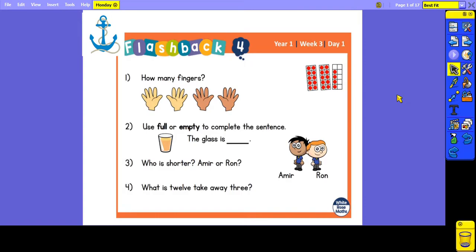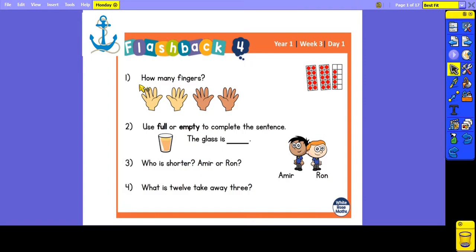For today's maths lesson, we're starting off by doing a flashback 4. So this is just going through some questions about some learning that you've done before, just to see how much you can remember. We're going to start off here with the tens frames, and you need to work out which number the 10 frames represent. Okay, and then we've got 4 questions here. I'll just read through each one and then give you some time to have a go at completing them yourselves.